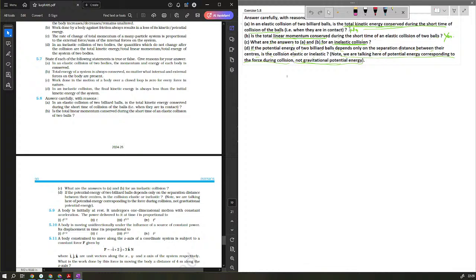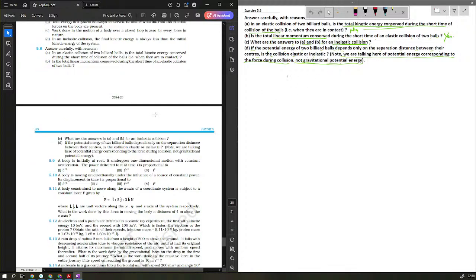The third question: if the potential energy of the two billiard balls depends only on the separation distance between their centers, is the collision elastic or inelastic? So here we are talking about the collision of the bodies, and we know that for elastic collision the momentum is conserved, that is m1 v1 plus m2 v2 is equal to m2 v1 plus m1 v2. So here the concept used is that only.